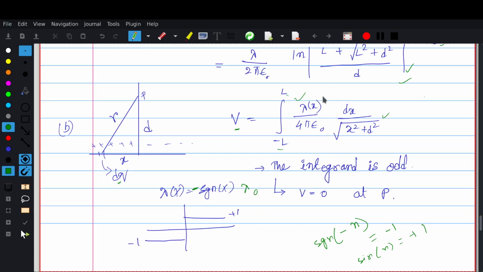When you get the sign function, it makes this whole integrand an odd function. So you see where I am going with this. An odd function will make sure that when you are integrating over minus L to plus L, symmetrical opposite limits, this becomes 0. So you don't even have to do this integration. You can just identify that the lambda becomes an odd function and the integration will vanish.